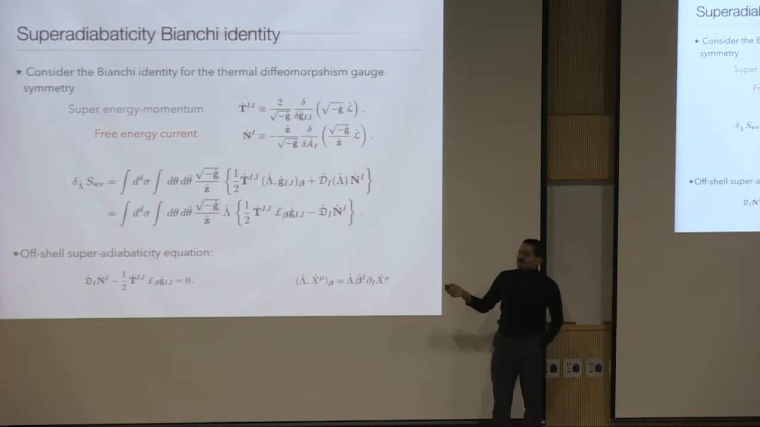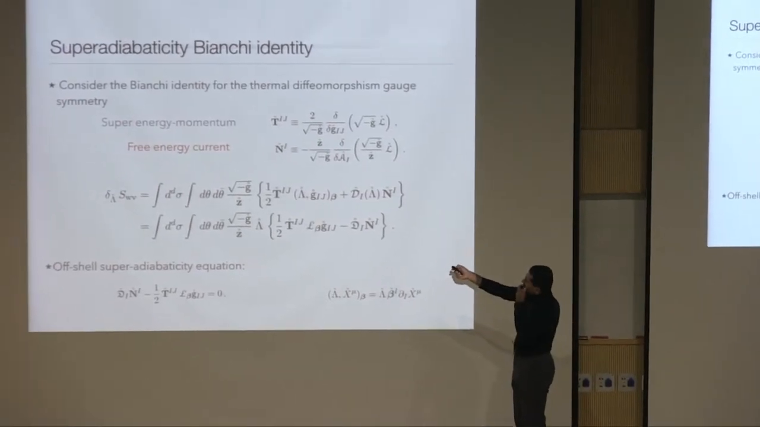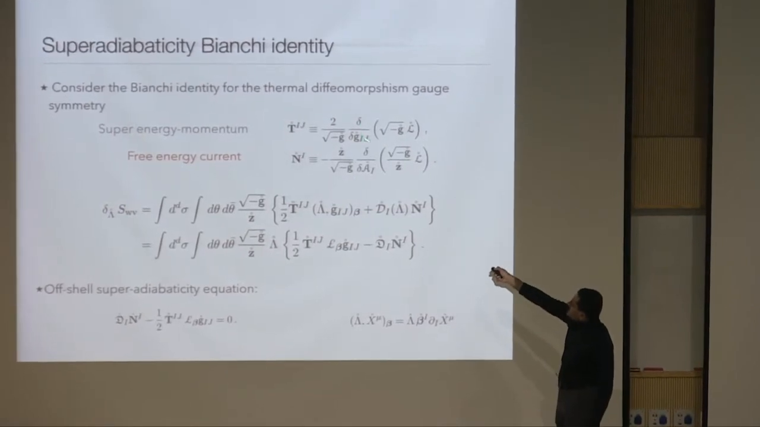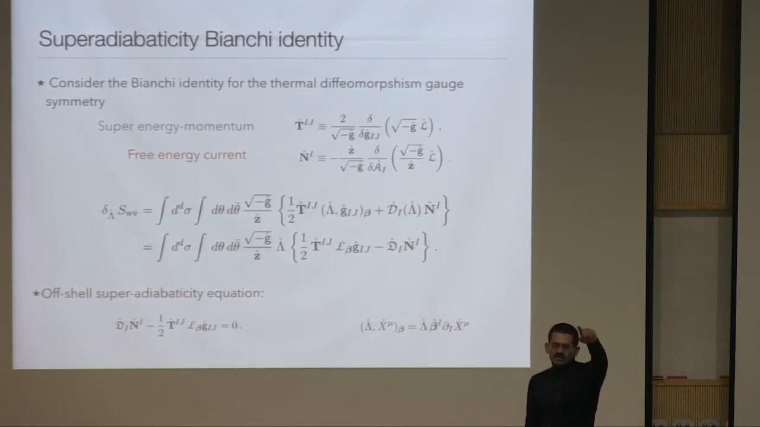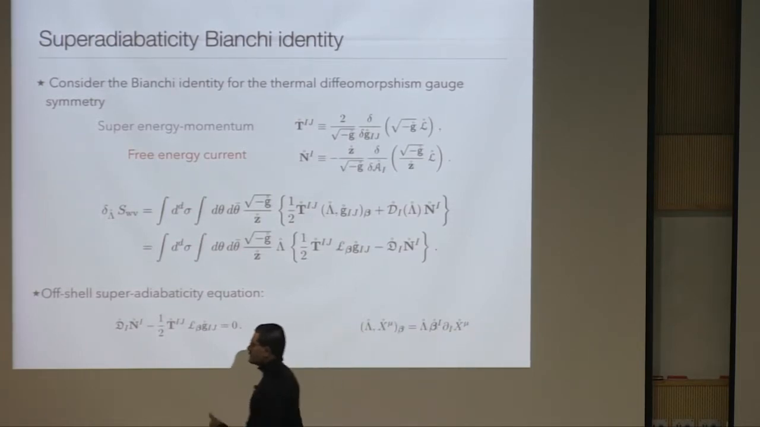So I didn't say what these gadgets were, but I'm varying the Lagrangian with respect to the metric, so I should really call this energy momentum, but it has super indices, so I'll call it super energy momentum. Likewise, I'm varying the Lagrangian with respect to A, and I told you in equilibrium, the variation of the Lagrangian with respect to the thermal circle was giving you free energy, so I'm going to postulate that this is the free energy. So there's a relation between the super free energy current and the super energy momentum tensor, which is this relation. And this relation holds for free because it holds simply from the thermal diffeomorphism symmetry.